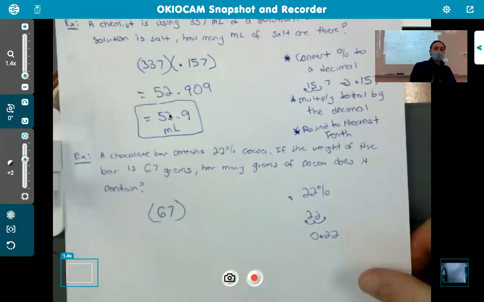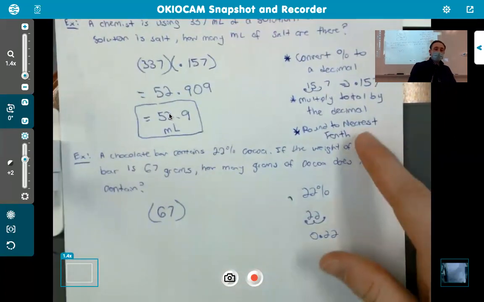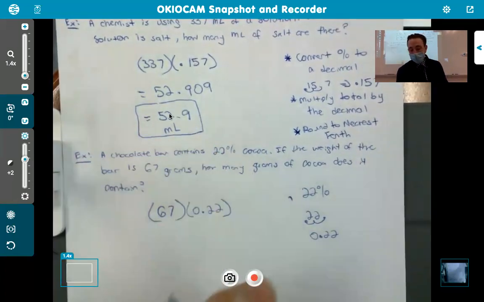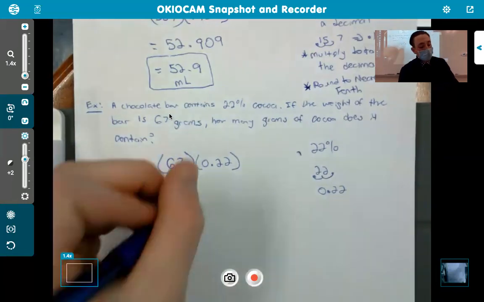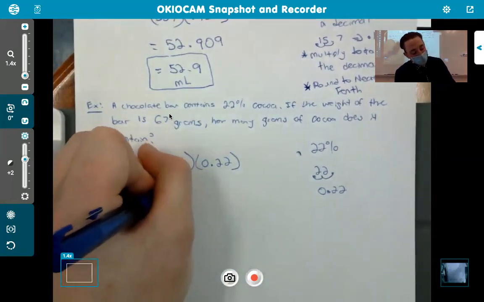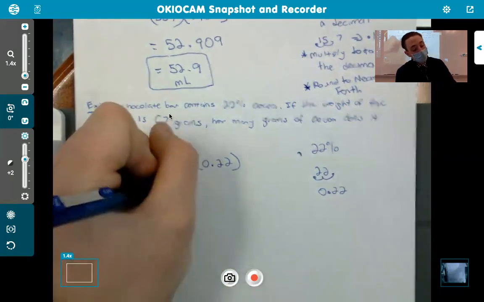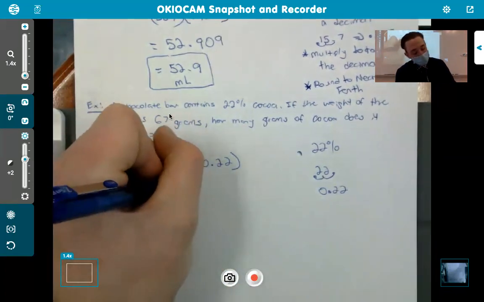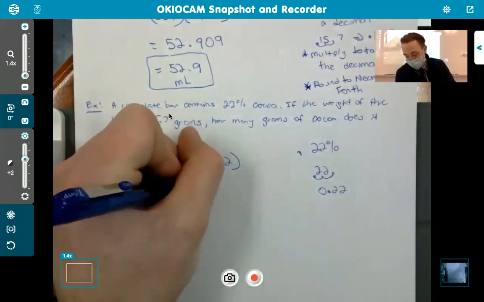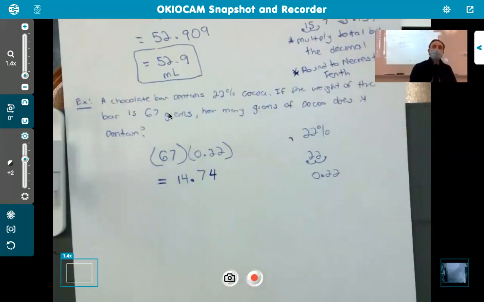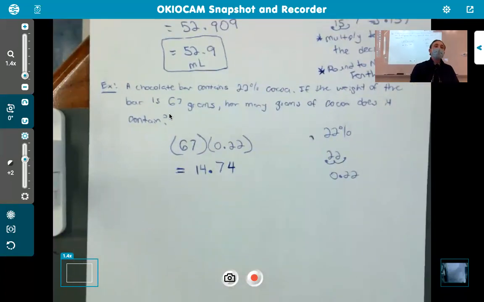And now I'm going to multiply that 0.22 by the total amount. So 67 times 0.22. And somebody tell me what the value is for that answer. So if you use a calculator or whatever you're using, 67 times 0.22 is what? 14.74. Any questions up until this point?